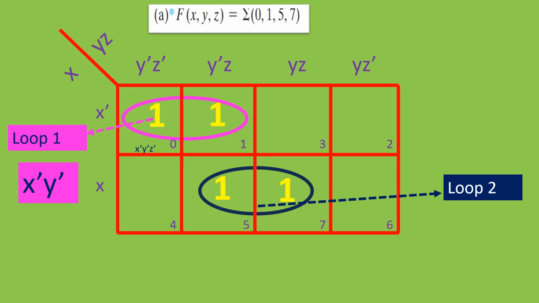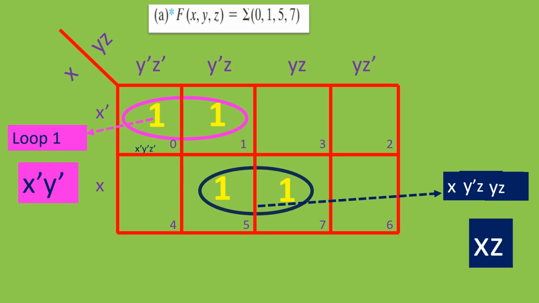For loop 2, row wise it covers x, column wise the 5th cell covers y dash z, and the 7th cell covers y z. So we got this expression. In this, y dash and this y are complements of each other, so we can remove those literals, and this z is redundant, so one z can be removed. So now we get the expression for loop 2 as xz.